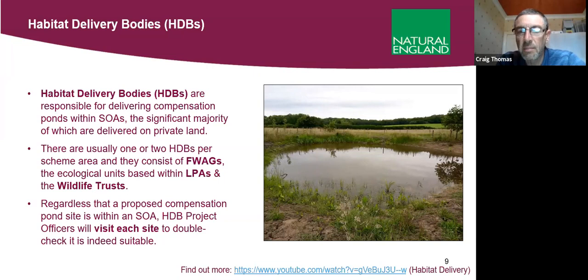Again, this reflects that the modelling is great, but actually to get a true representation of what's happening and whether locations are suitable, you need people with the local knowledge to test that modelling. So a model may determine that site X is suitable, but until it's visited by people on the ground that have knowledge of local landowners and circumstance, that location may not actually indeed be suitable. So habitat delivery body project officers will visit every site to double check that a proposed location is suitable for a pond.